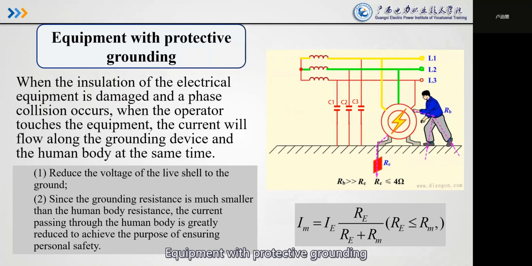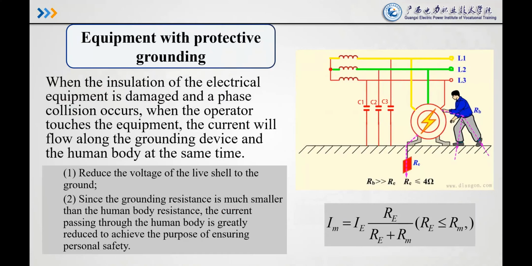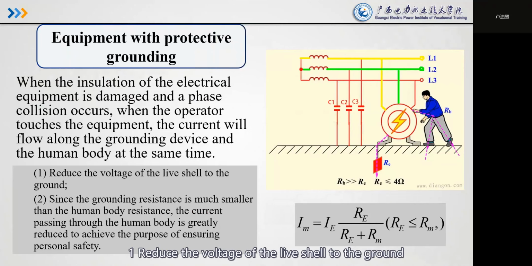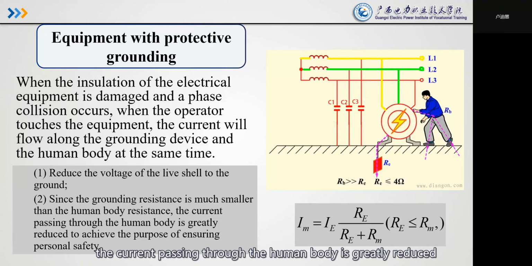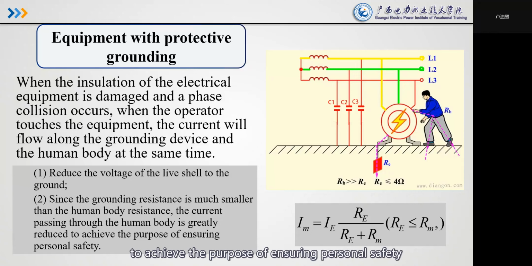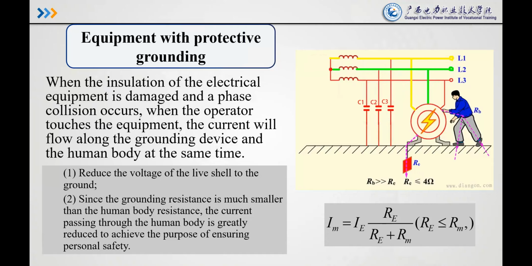Equipment with protective grounding. When the insulation of the electrical equipment is damaged and a phase collision occurs, when the operator touches the equipment, the current will flow along the grounding device and the human body at the same time. 1. Reduce the voltage of the live shell to the ground. 2. Since the grounding resistance is much smaller than the human body resistance, the current through the human body is greatly reduced to achieve the purpose of ensuring personal safety. This is safe.